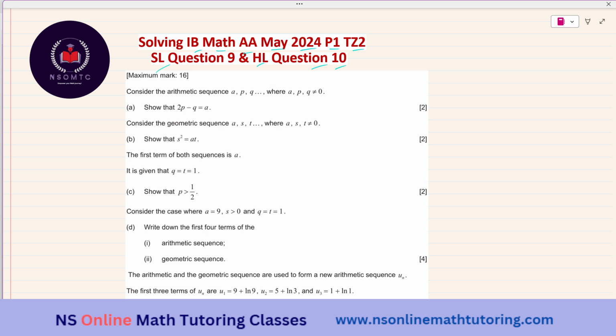For the SL students it is question number 9, that is the last question of their paper, and for the HL students it is question number 10, that is the first question of section B.